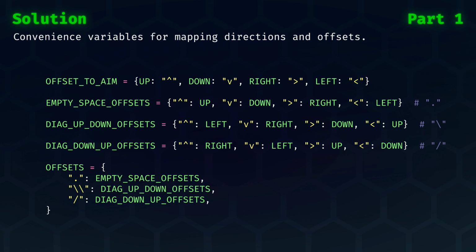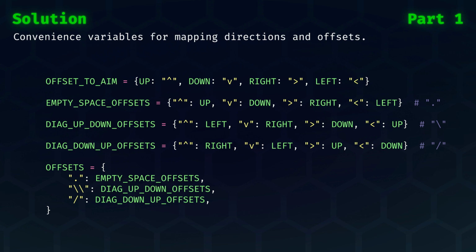Then we have the diagonal down and diagonal up dictionaries. This, for instance, means that if we hit the backslash when coming in from the bottom, then we change our direction to the left. If we hit it from the left, then we go down, etc. Finally, we combine them into one big offsets dictionary.